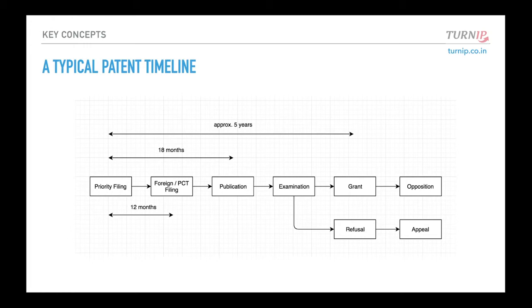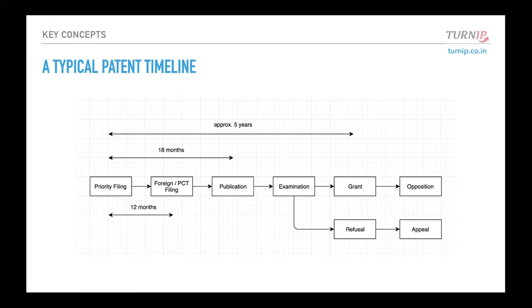And within 18 months, it's mandated by the international treaties that all patents are published. So within 18 months of filing, we usually get them in the patent databases, and that's when the patents start to be visible, and that's when we can do analytics on top of it.